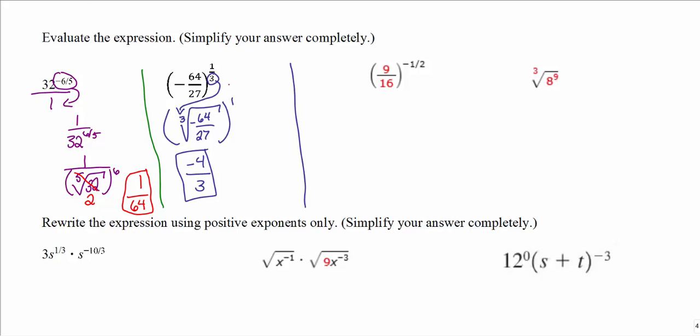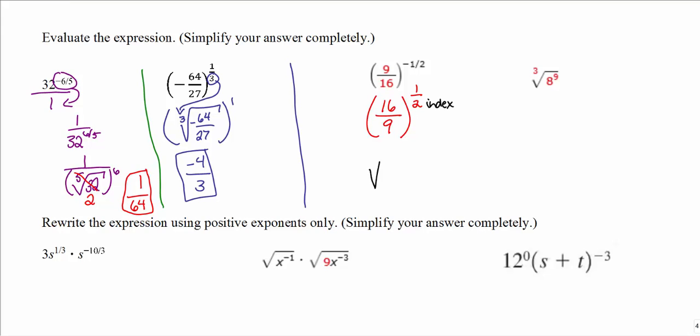Now, we see a little bit different setup here. We have a fraction. Notice this time that the base itself is a positive fraction, but it's being raised to a negative exponent. So since the exponent is negative, I'm going to work with the reciprocal of the base, and then we're going to raise this to the positive 1/2 power. So if we have a negative exponent, we can work with the reciprocal of the base and change the exponent to be positive. All right, and the 2, of course, becomes the index of a radical.